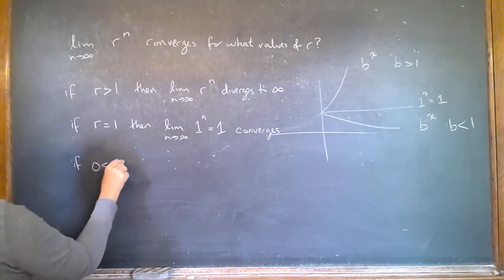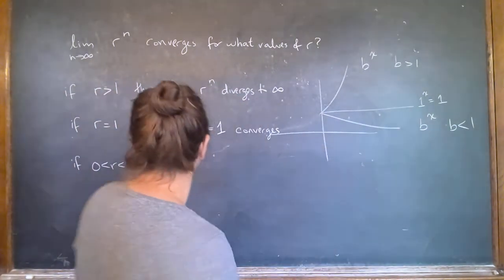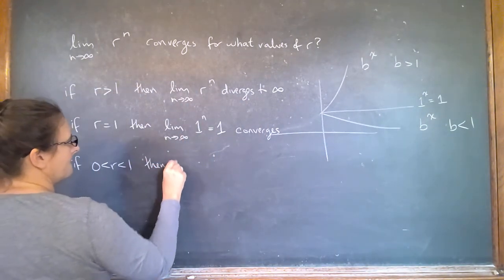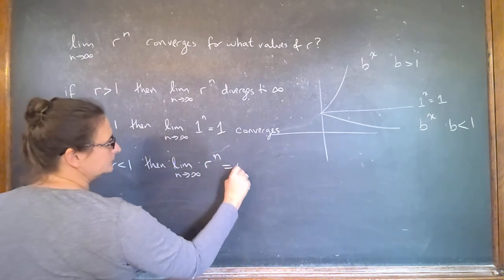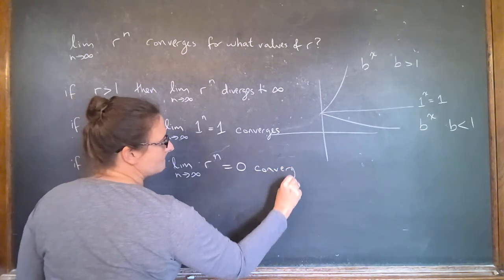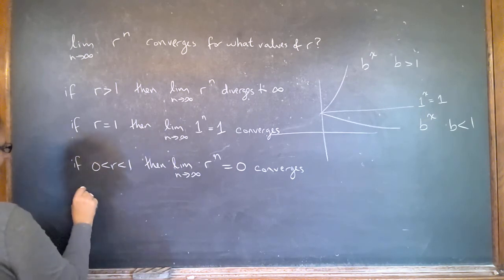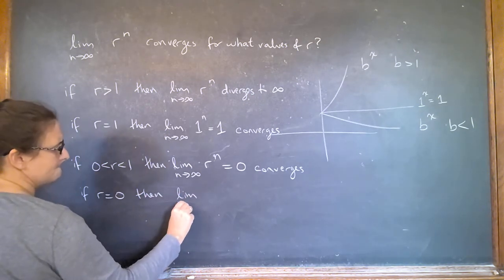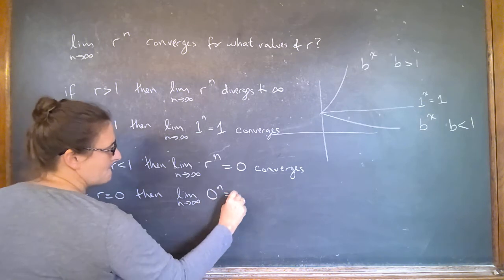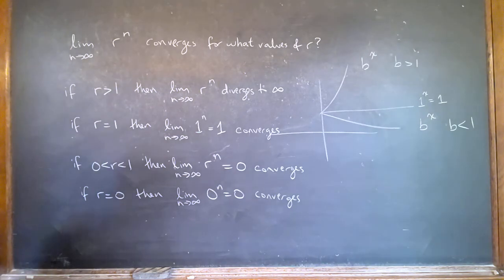If r is between 0 and 1, right, then that's this guy. It's going to converge to 0. What about 0? Well, obviously 0 is always 0, right? So if r equals 0, then it also converges to 0. Because it's not going anywhere. It's always 0.